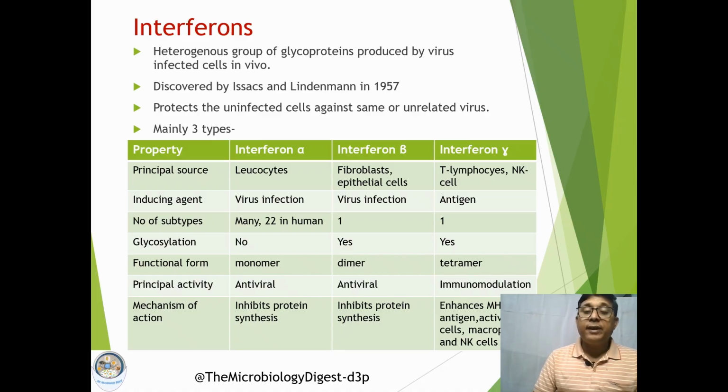Basically there are three different classes of interferons: interferon alpha, interferon beta, and interferon gamma. We can differentiate very well among these three by looking at properties like principal source, inducing agent, glycosylation, functional form, principal activity, and mechanism of action. We have already discussed the details about interferon in our immunology class, and you can please go through it.